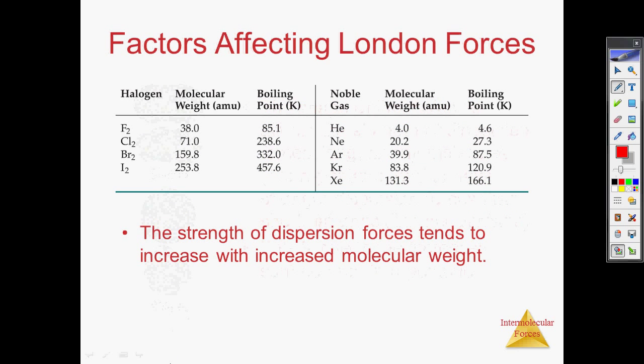Factors affecting London forces: the strength of dispersion forces tends to increase with increased molecular weight. So if you're getting four or five samples, AP always has A through E for answers, you pick which one has the highest molecular weight. How do you do that? You memorize the weights, you look at the periodic table, or you memorize the masses of all four million compounds in the world. One or the other.